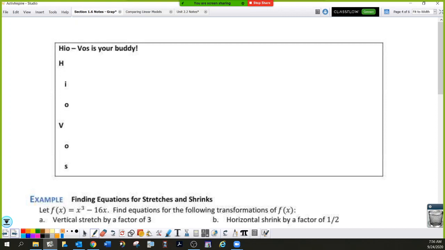Hayo Voss is your buddy. Hayo Voss is your key to transformations. It's kind of like PEMDAS, you know, where every letter stands for something. Hayo Voss is your transformation friend. And you notice that only the H and the V are capital. That's because H stands for horizontal transformations. And the V stands for vertical transformations, in case that wasn't going to be obvious enough.